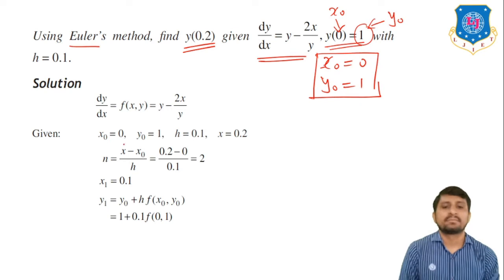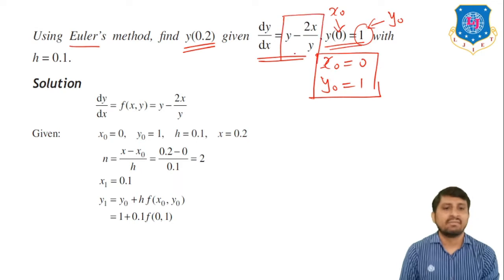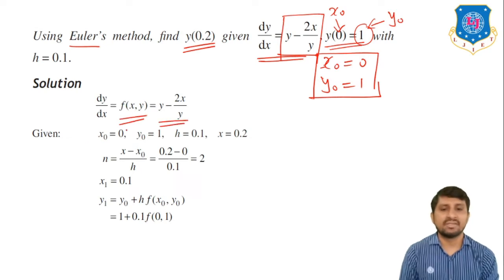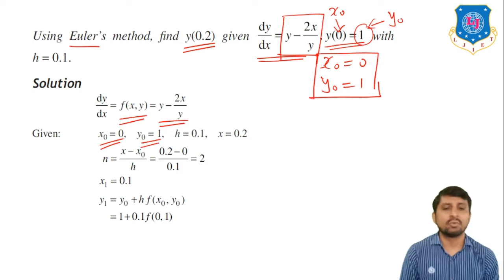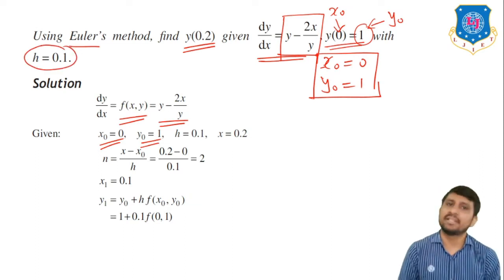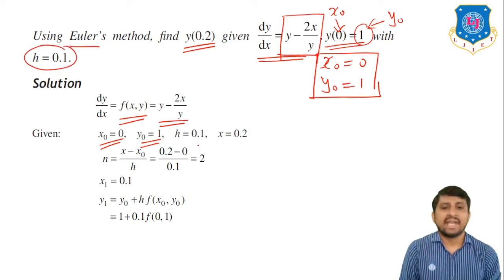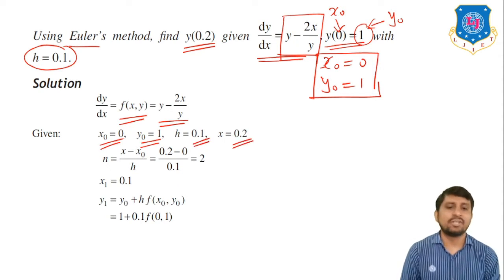First of all, write all the data. This is your function f of x, y, equal to y minus 2x upon y. x0 is equal to 0, y0 is equal to 1. Now what is your h? They have already given h as 0.1. So h is equal to 0.1, and x is equal to 0.2.